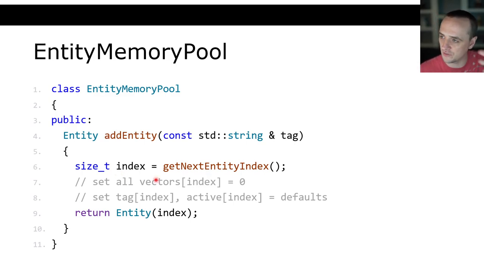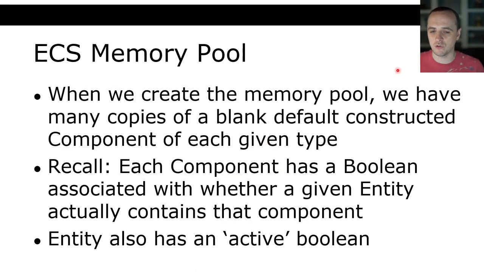So we'd have to set all of the vectors of that particular index equal to a new component, and then you set the tag and the active flag to their defaults, and then you return the entity which is indexed by that index. So when we create the memory pool, we have many copies of a blank, default-constructed component of each given type. And remember, each component has a Boolean associated with it, whether or not a given entity actually contains that component. So entity also has an active Boolean to say whether or not it's alive. So we can use all of this data now in an example.